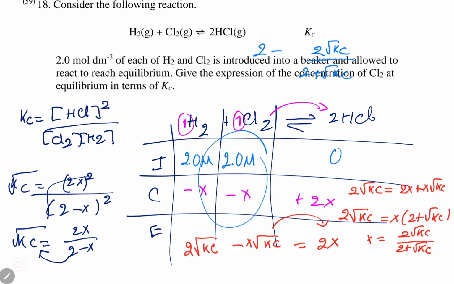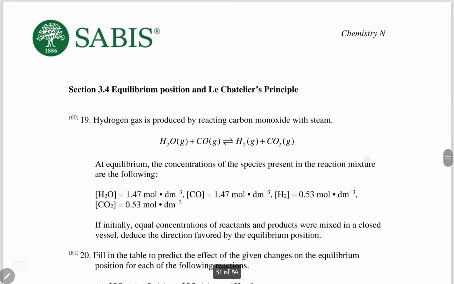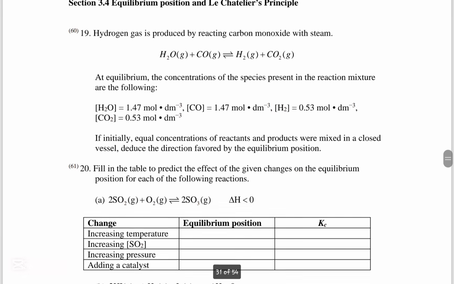To actually solve it, we need to give them the same denominator. So we multiply 2 by 2 plus root Kc up and down. I will get 4, 2 times 2 is 4, plus 2 root Kc, divided by 2 plus root Kc. So this and this cancel, and I'm left with 4 over 2 plus root Kc. So this is the expression in terms of Kc. Okay, that's it for question 18. There's still 19 and 20. Move on to question 19.